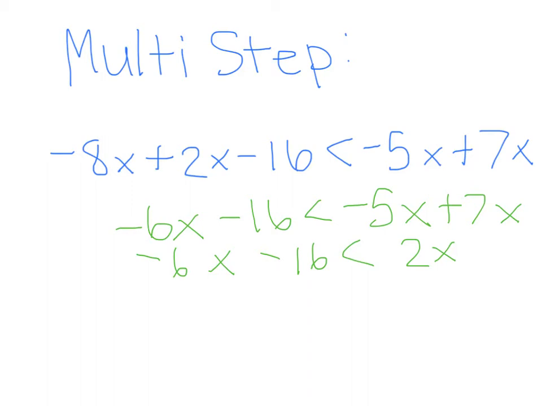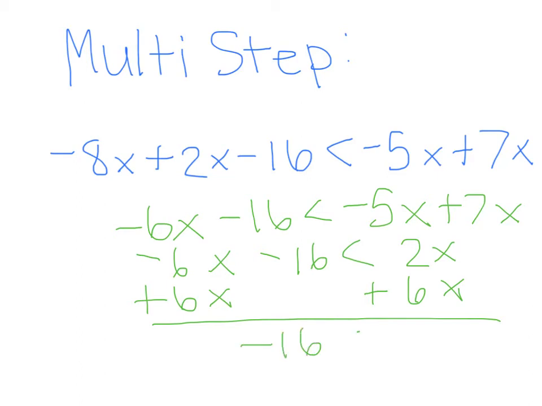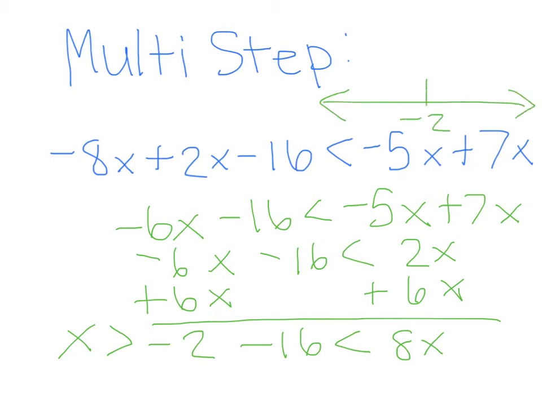Then you have to add 6. And then you should get -16 is less than 8x. And then you have to divide both sides by 8. So then your result will be -2 is less than x. Then you have to graph it. And it'll be an open circle with the arrow to the right.